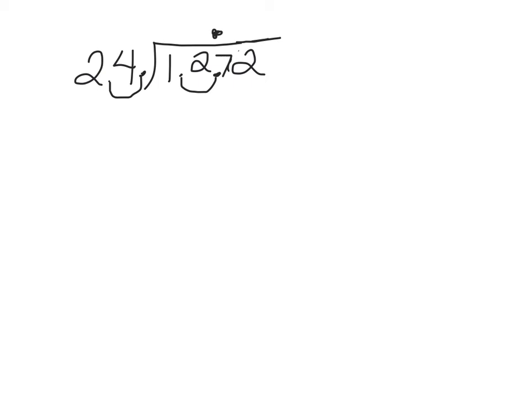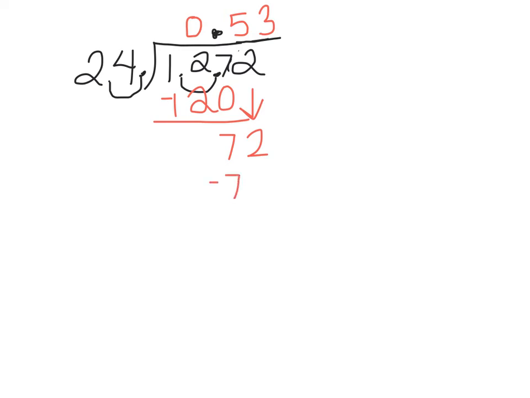So it won't go into the 12. So we'll start here above the 7. It goes in there 5 times. That's 120. Subtract. I have 7. Bring down the 2. 24 goes into 72 3 times evenly. So that would be minus 72. And I have 0.